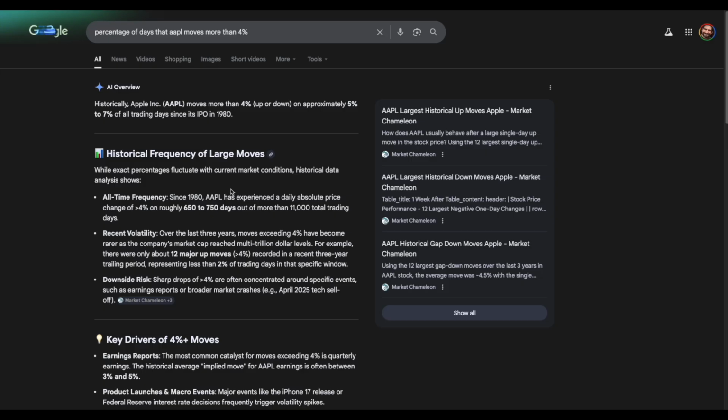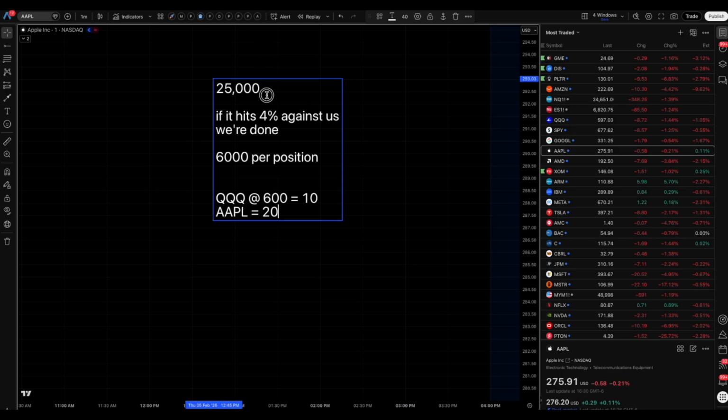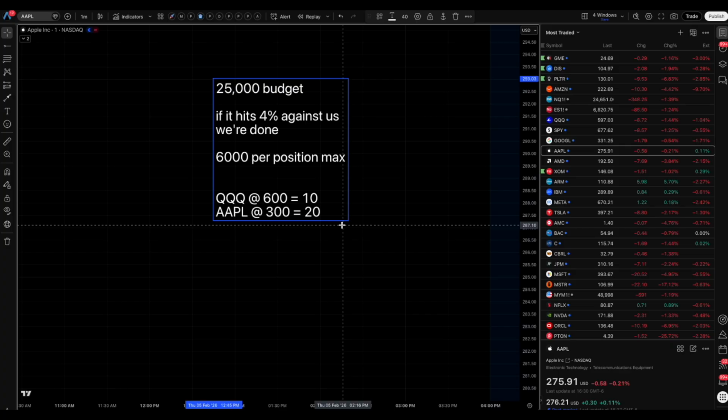So what that tells me is, don't go all in on one stock. We're going to give ourselves a budget of $25,000. We're not going to use the whole $50,000. We're going to use $25,000, and that's our budget. So we're already helping ourselves stay alive by using a smaller budget. And we know that if it hits 4% against us in one position, we're done for the day. We don't want that to happen. So we're going to split this into 4 different positions, with a $6,000 per position max. It's a little bit less, this is about 24,000 times 4, but it's close enough. So that's basically how it goes.